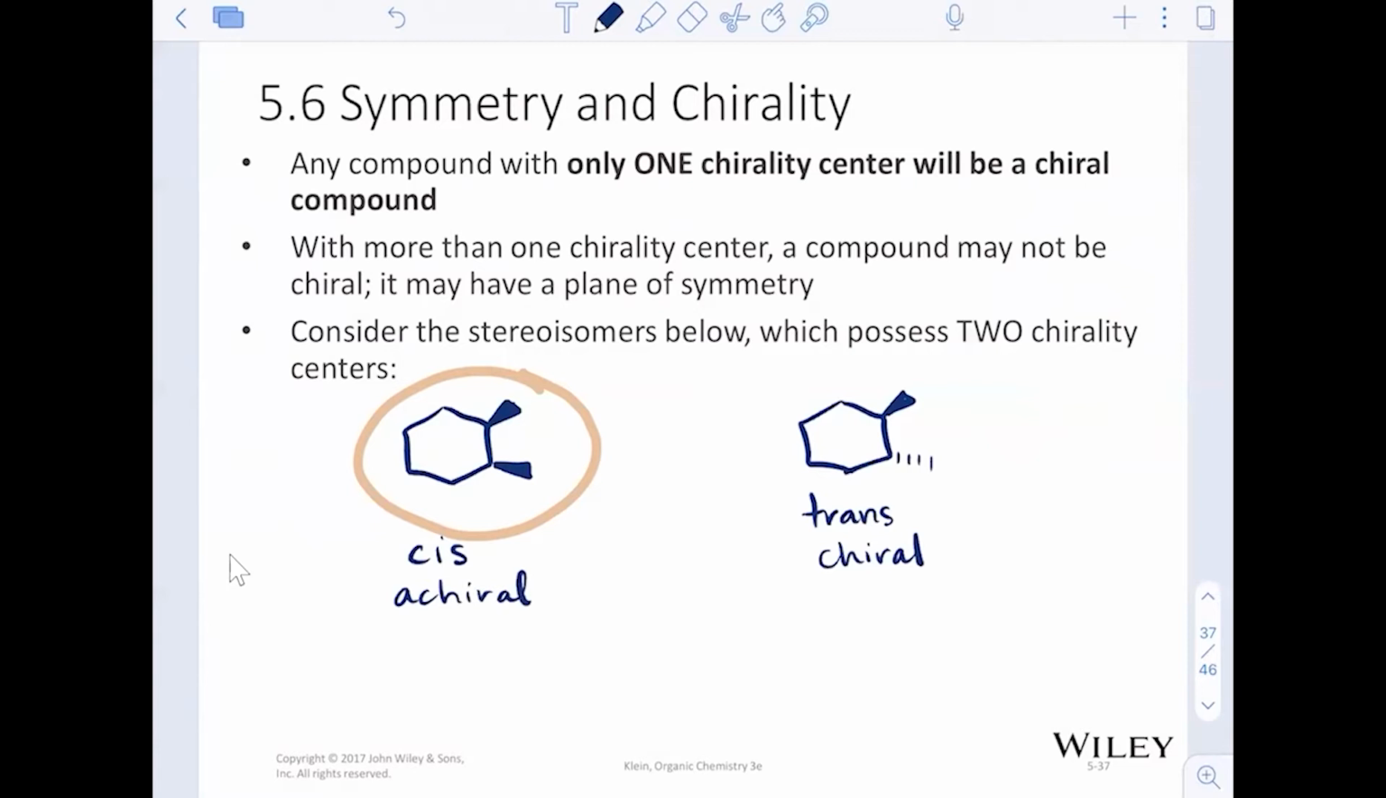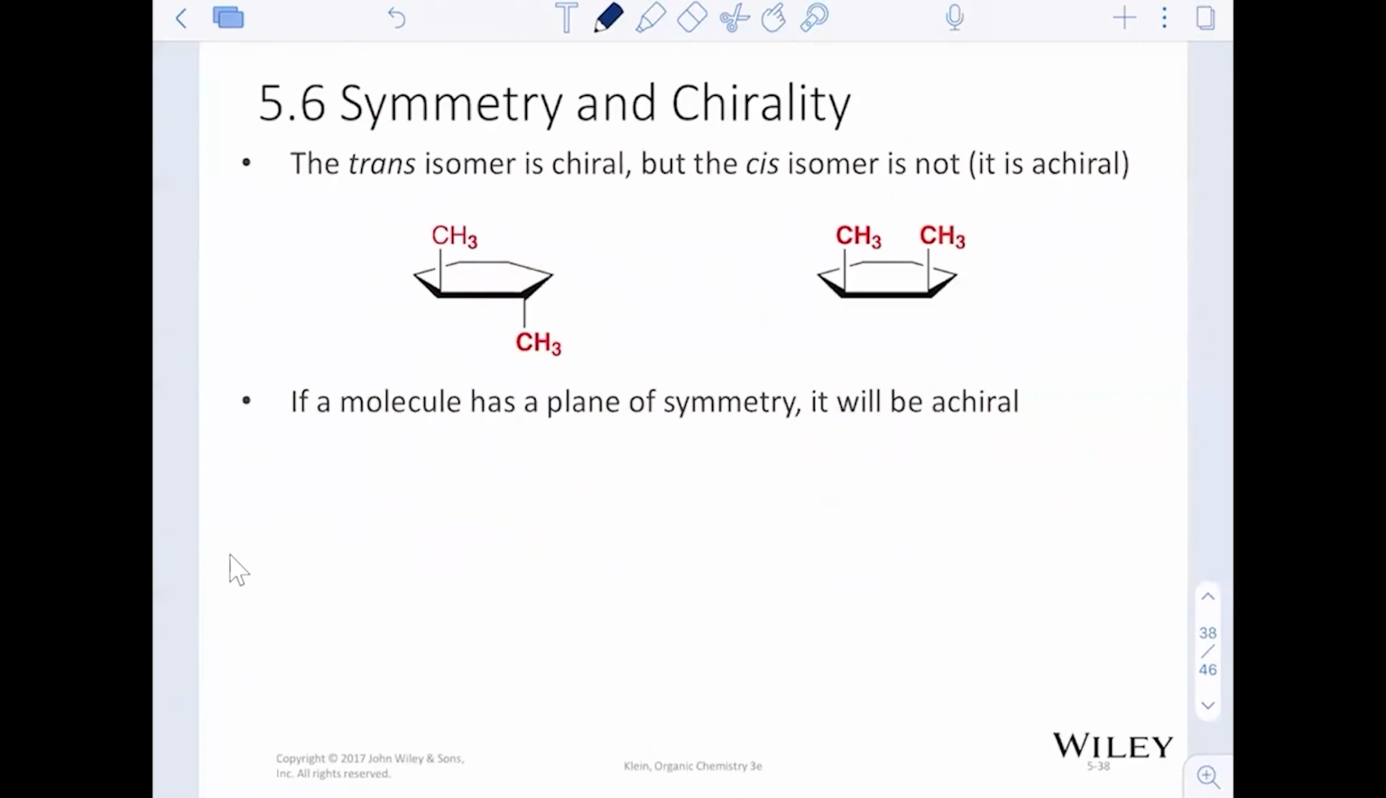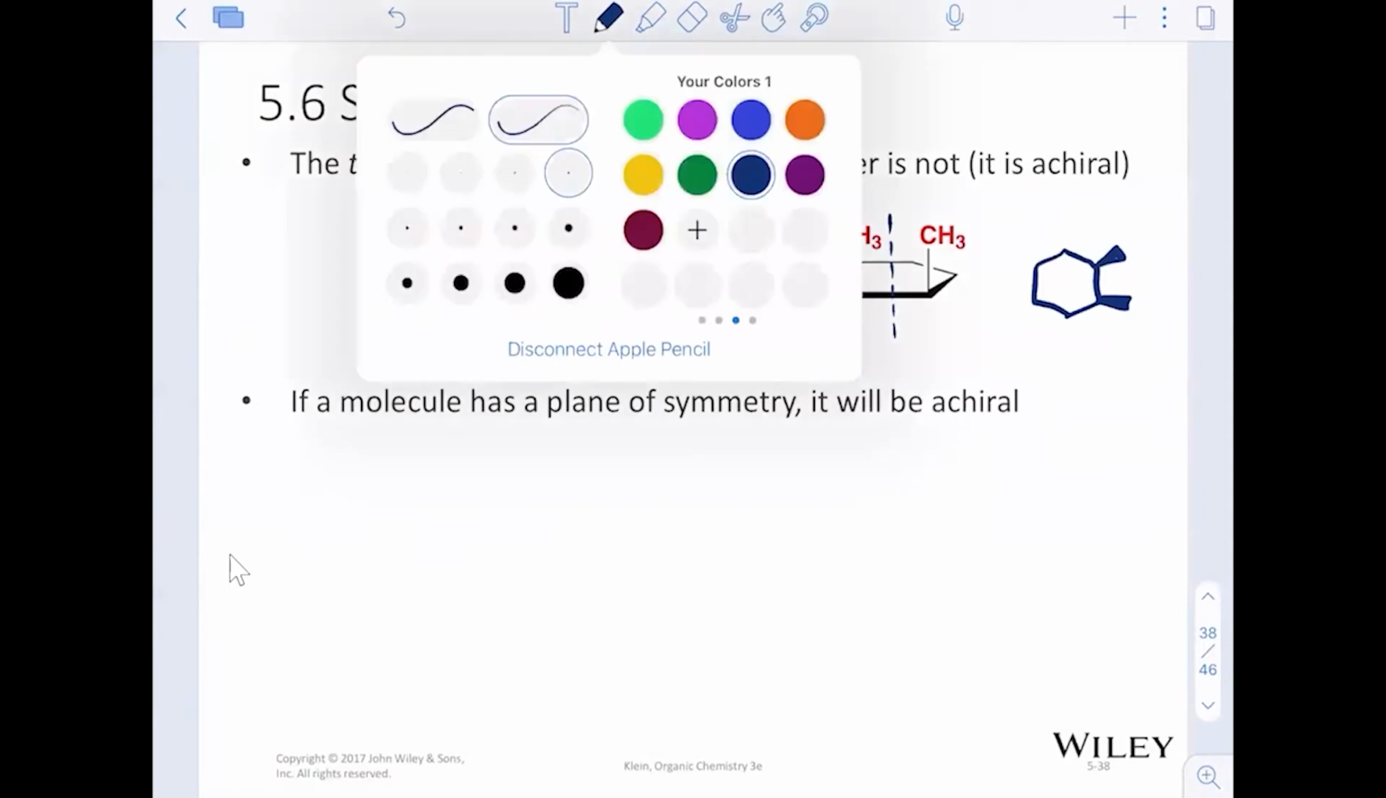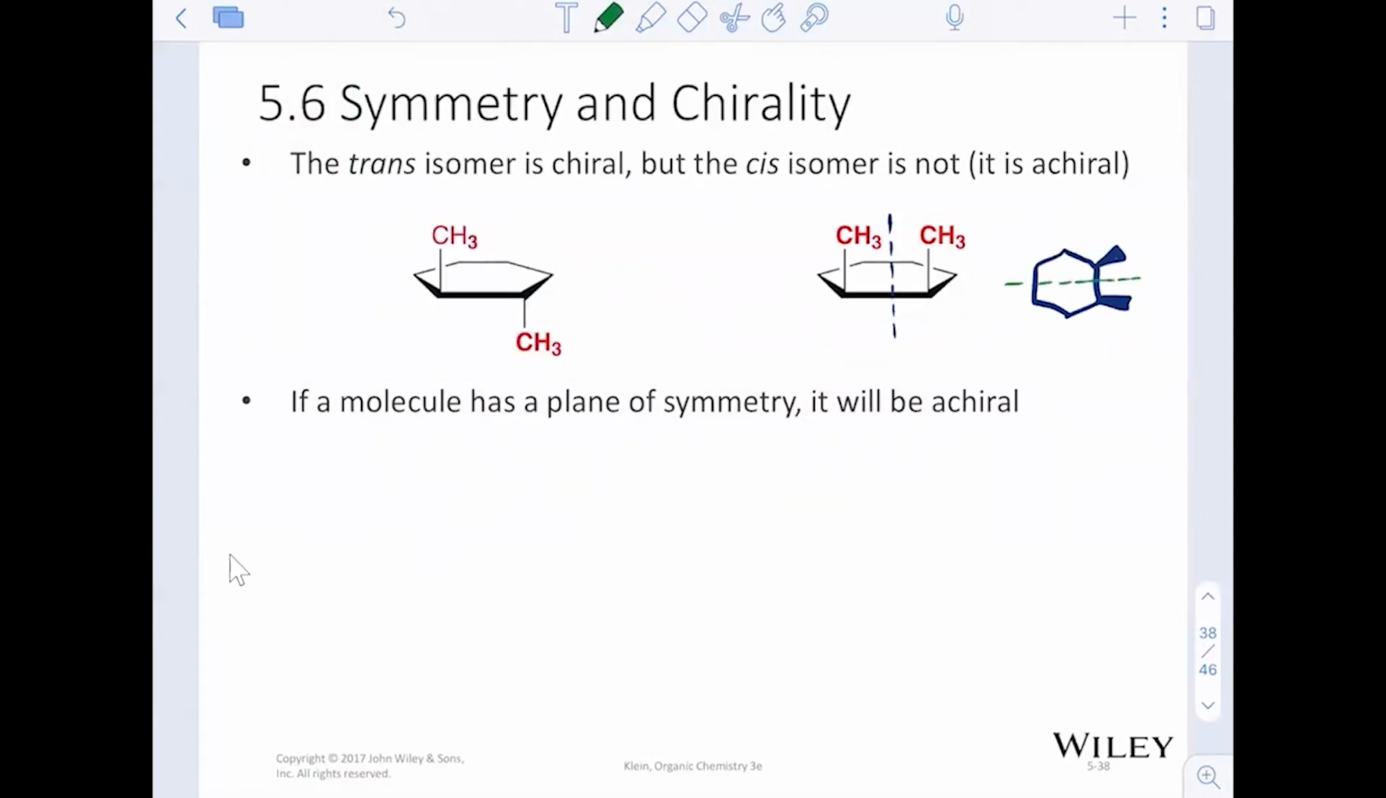Not because it's specifically cis, but it actually has a plane of symmetry in it. What's really important to understand is when we have a plane of symmetry, I wanted to draw it here in these projections so you can see it. You can also see it in the skeletal structure. That plane of symmetry, I call this the taco. Think about folding it in half like a taco shell. That plane of symmetry creates an achiral molecule.